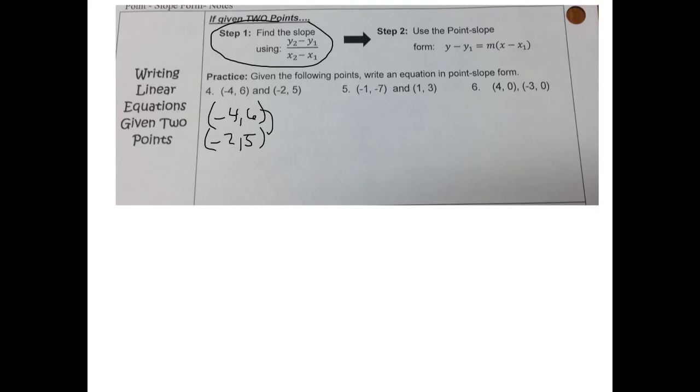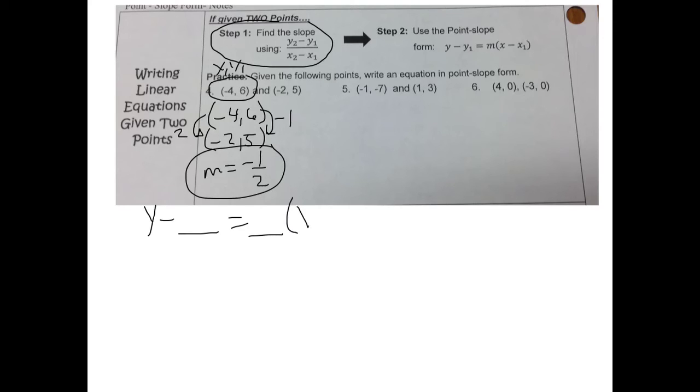And then do the old change in y. That goes down 1, and that goes up 2. So the slope is negative 1/2, and then just pick one of these 2 points. So I'll just pick this one, x1, y1. So we have y minus our y1 equals m times x minus our x1. So our m is negative 1/2, our point is 6 and negative 4.